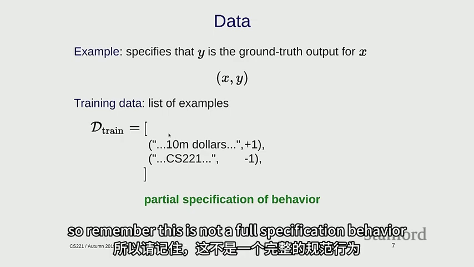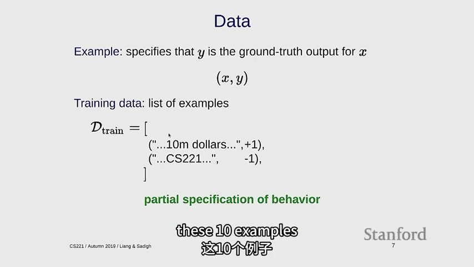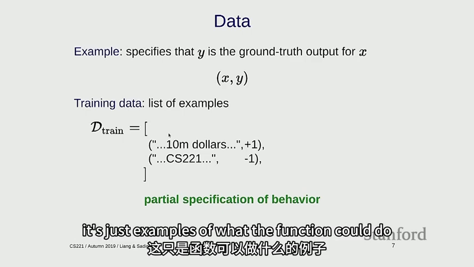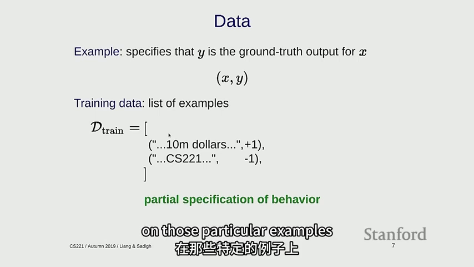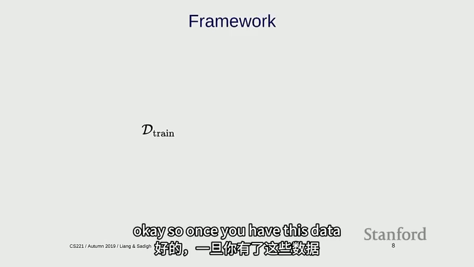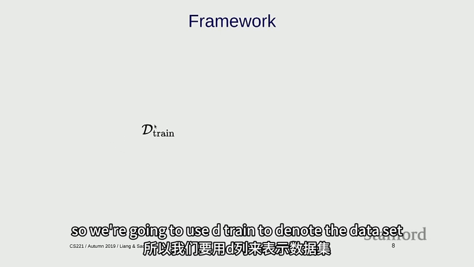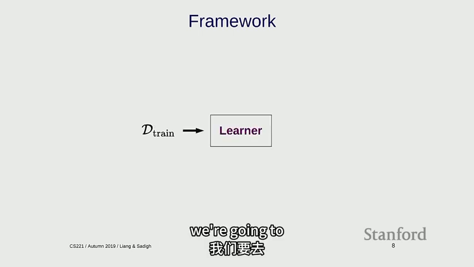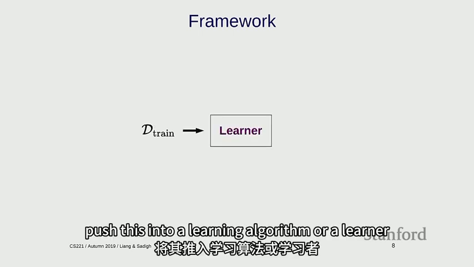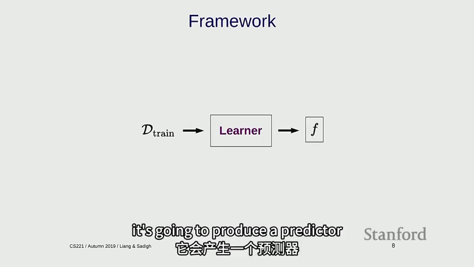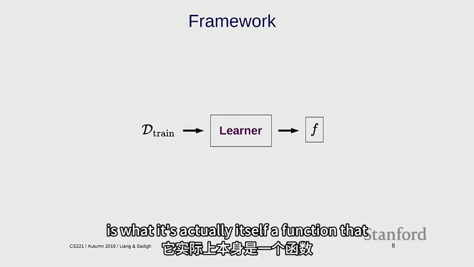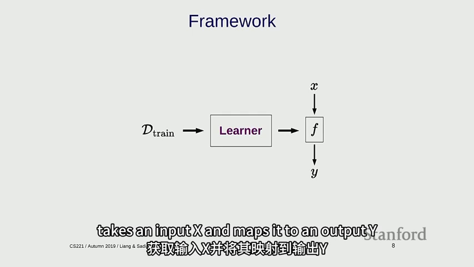Remember, this is not a full specification of behavior. These 10 examples or even 1,000,000 examples might not tell you exactly what this function is supposed to do. It's just examples of what the function could do on those particular examples. Once you have this data, we're going to use Dtrain to denote the data set. Remember, it's a set of input-output pairs. We're going to push this into a learning algorithm or a learner. And what is the learning algorithm going to produce? It's going to produce a predictor. Predictors are F. And the predictor, remember, is itself a function that takes an input X and maps it to an output Y.